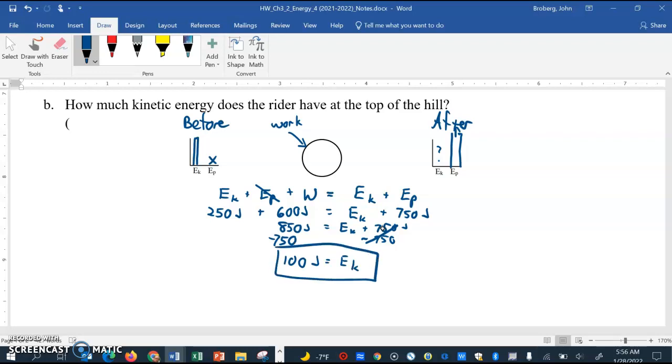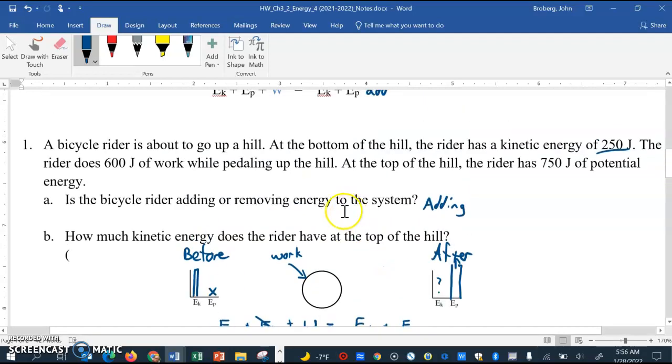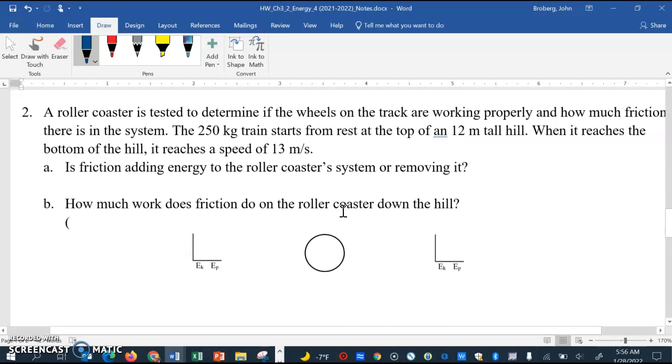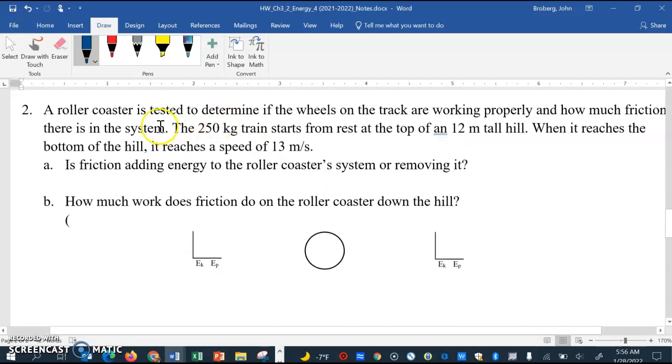We just solved for what we wanted, and that's what we leave it as. Sweet. And so that's a pretty easy problem, but let's take a look at one other problem, and we got some other work to do. Here, a roller coaster is tested to determine if the wheels on the track are working properly and how much friction there is in the system.